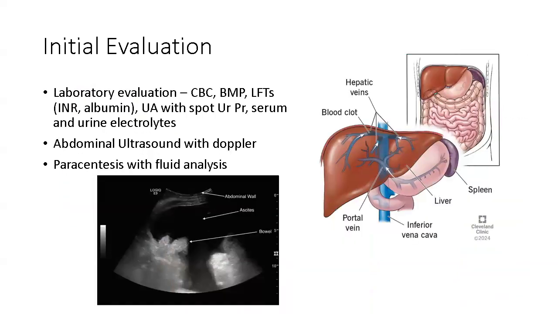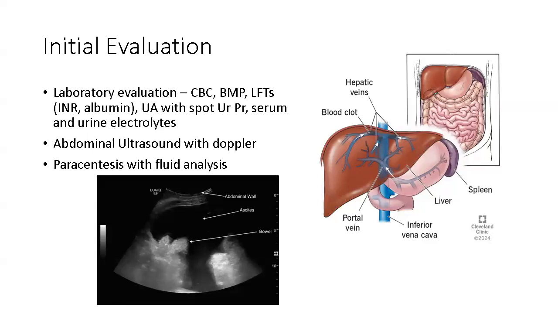So as far as our guidance from the AASLD initial evaluation, these are the things that we should send if you see somebody with new ascites. CBC, BMP to look at electrolytes and renal function, liver function tests, including albumin and INR, a urinalysis with a spot urine protein, and then serum and urine electrolytes. There's a lot of other tests we can send, but these are the basics you should start with. And then if you have a specific suspicion for something else, add on top of that. But these are our basics.